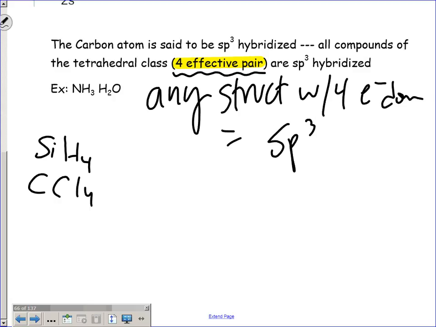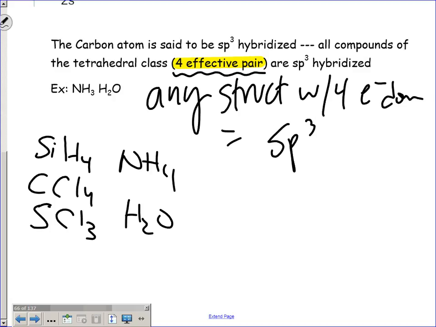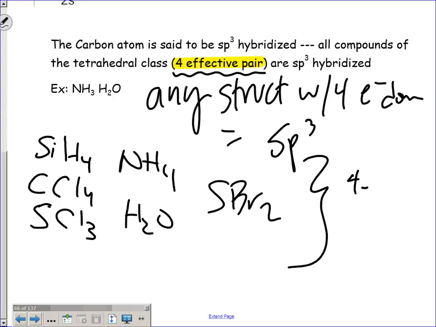Sulfur trichloride, ammonia, water. That's bent, but still tetrahedral electron domain, right? Give me something else. Sulfur dibromide. That's what we just had for homework. Basically, any of those have how many electron domains? 4 electron domains, and they will create a situation where they create 4 hybrid orbitals.